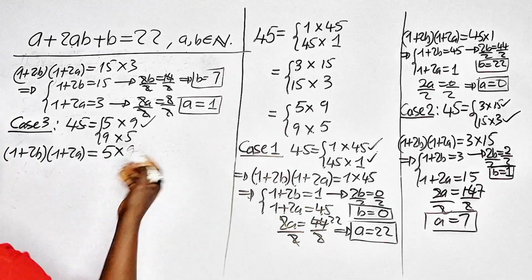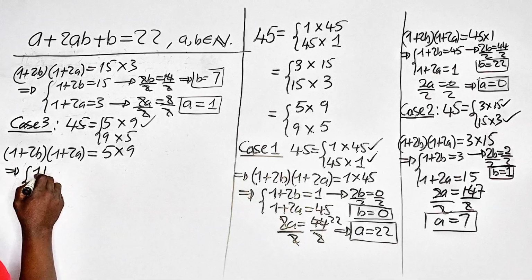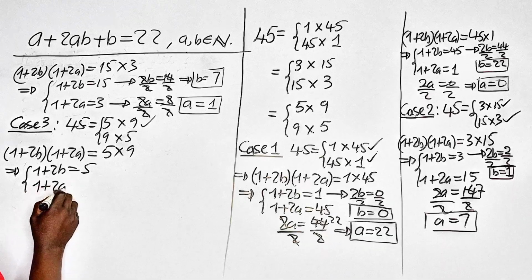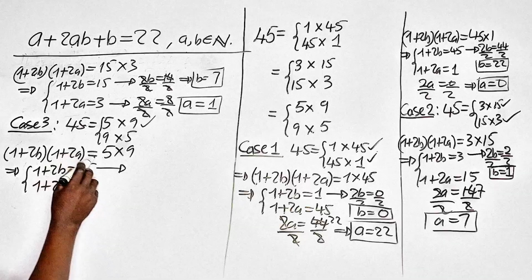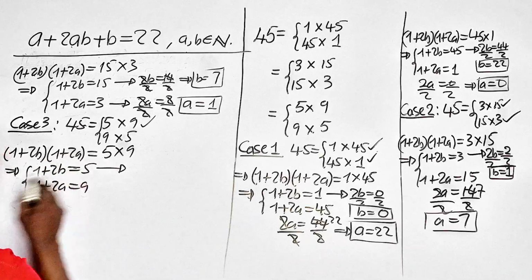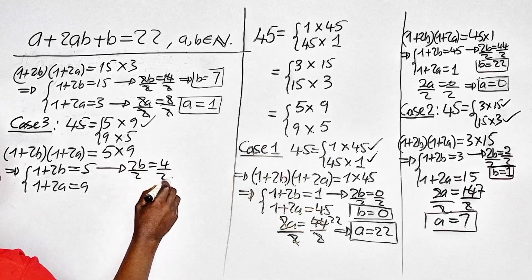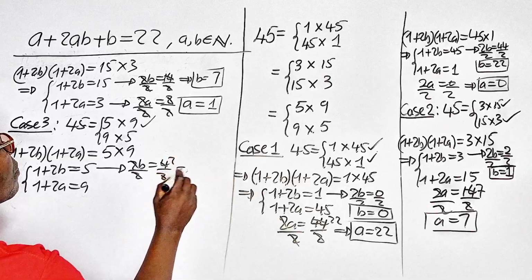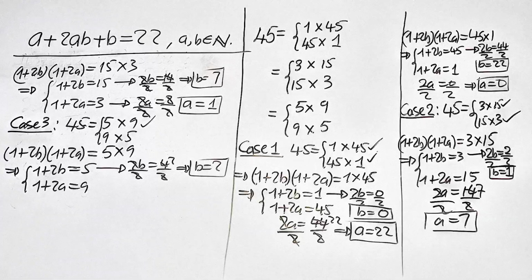This product giving us this product, we can safely take this first one as 5 and the second one as 9. Solving this, we take 1 from the left hand side to the right hand side. Remember, this is positive 1. Going this way it will become minus 1. So it's 5 minus 1, which is 4. So we have 2b is equal to 4. So we divide both sides by 2. We see that b is 2. B is 2.